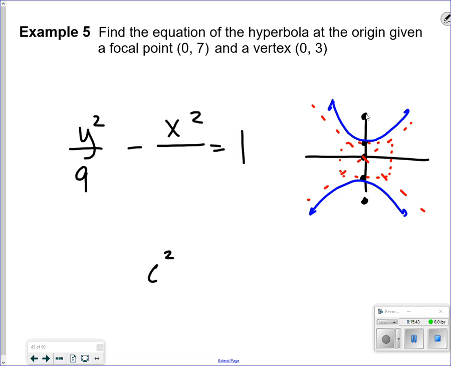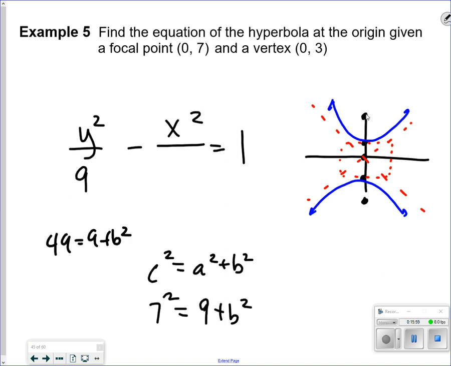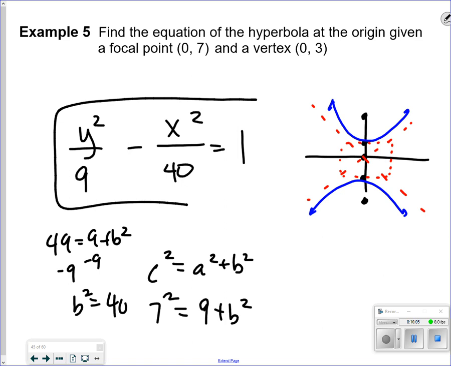Now, c squared equals a squared plus b squared. I know the c value because the focal points are 7. So we're talking about 7 squared would equal, and then I know one of the values is 9, and I just don't know the other one. So 49 would equal 9 plus b squared. Subtract 9. B squared would have to be 40 in order to create a c value of 7 and the vertices that are 3 up and down.